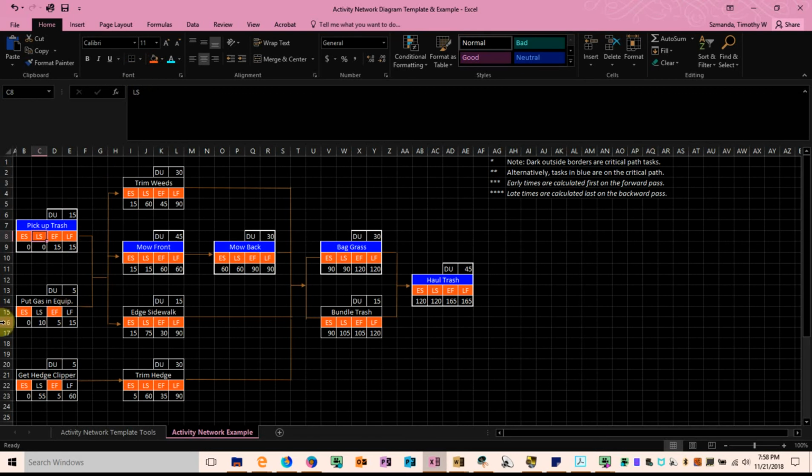This process will repeat for putting gas in the equipment. What is the latest finish time? Again, look at the three activities immediately succeeding. Take the minimum of the latest start times of these three activities, and it'll be the exact same result. 15 minutes will be the latest finish of putting the gas in the equipment activity. 15 minutes minus the 5-minute duration means our latest start time is at 10 minutes.